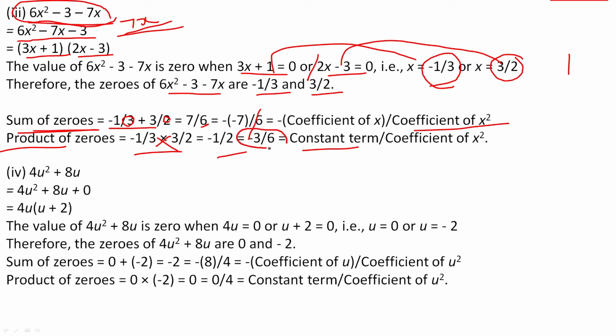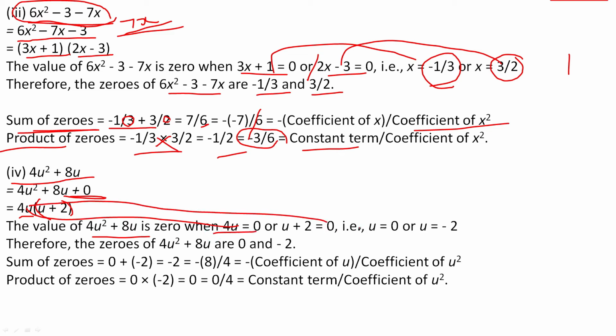Fourth sum, 4u square plus 8u. Here you can find in this quadratic equation there is no constant, so instead of the constant term you can put the value 0. So common, in 4u square plus 8u the common factor is 4u, take it out, remaining u plus 2. The value of 4u square plus 8u is 0 when either 4u is equal to 0 or u plus 2 is equal to 0.